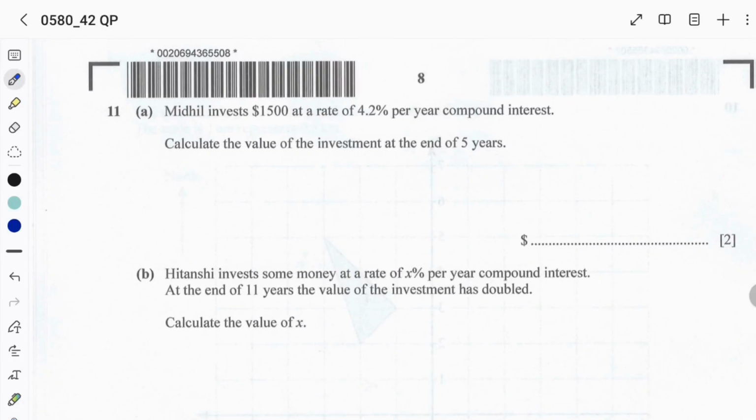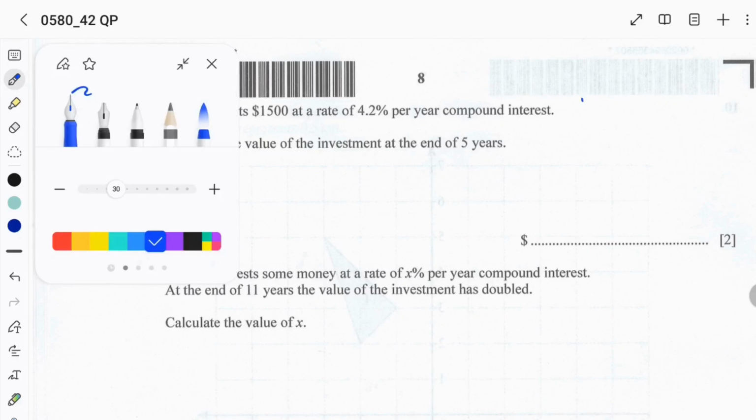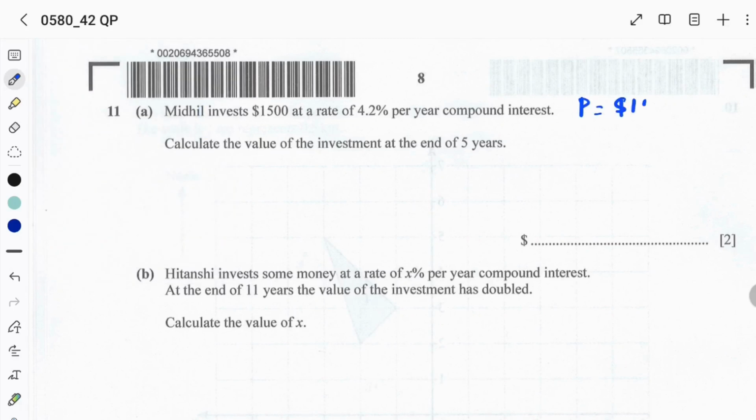Question 11. Mitchell invests $1,500, so the principal is $1,500, at the rate of 4.2%. Rate R is 4.2% per year compound interest. So you'll have to use the formula of compound interest. Calculate the value of the investment at the end of 5 years. It means that the amount is required and the time n is equal to 5 years.